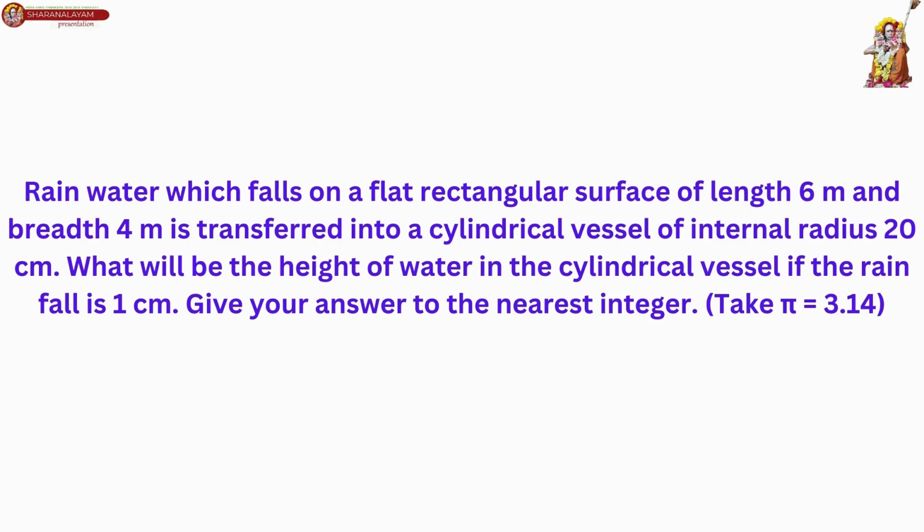Rainwater, which falls on a flat rectangular surface of length 6 meters and breadth 4 meters, is transferred into a cylindrical vessel of internal radius 20 centimeters. What will be the height of water in the cylindrical vessel if the rainfall is 1 centimeter? Give your answer to the nearest integer. Take pi equal to 3.14.